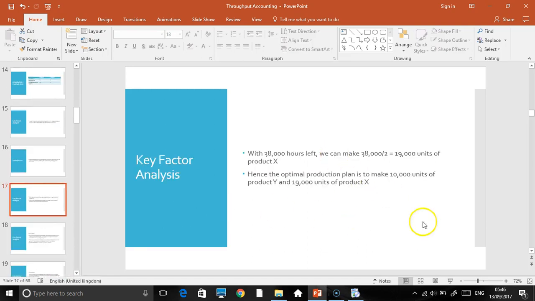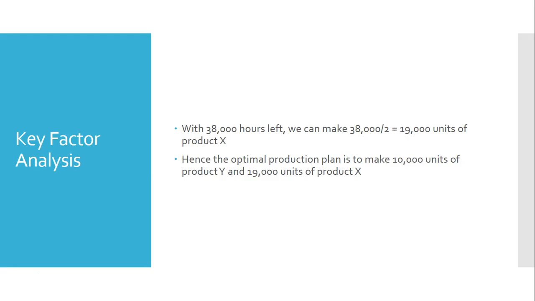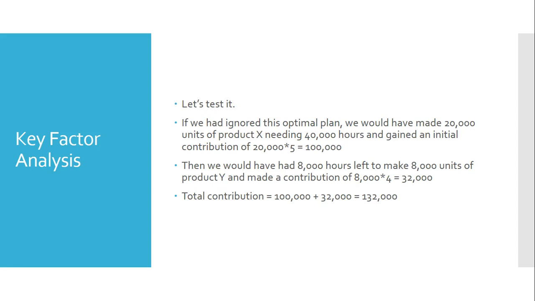Again, I've already put everything here. With 38,000 hours left, we can make 19,000 units of x. Again, I give you the optimal production. And again, let's test it. Say, for example, you said to me, Oyen, I don't trust you, we're going to make 20,000 units of x anyway. So we need 40,000 hours, right? Because 2 hours per unit makes 40,000.